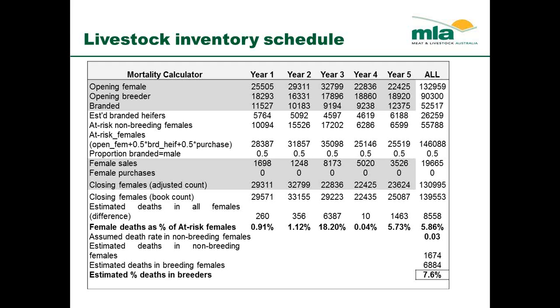And if you look to the extreme right in this example, under All, you'll see that the female deaths as a percentage of at-risk females worked out to be 5.86%.